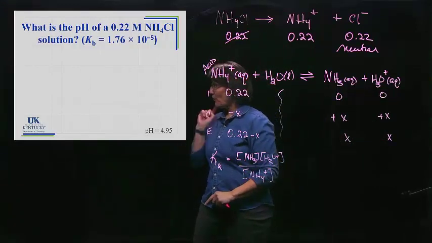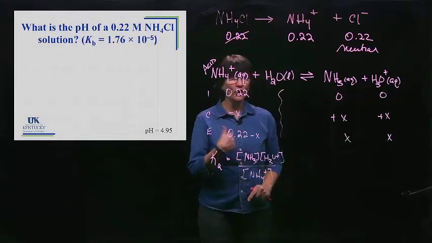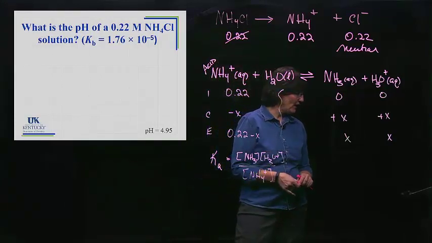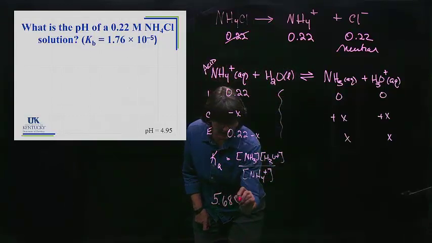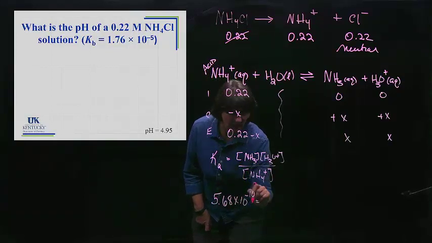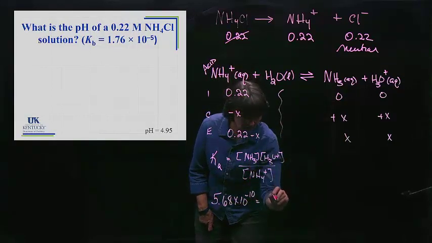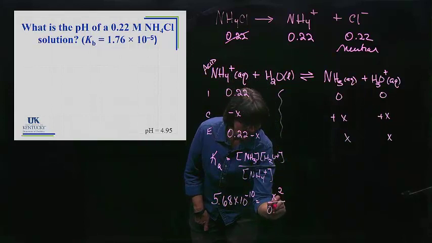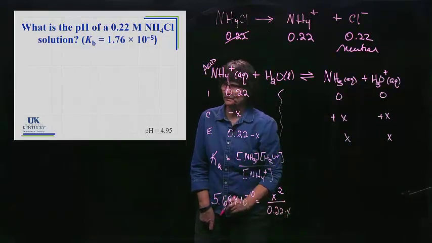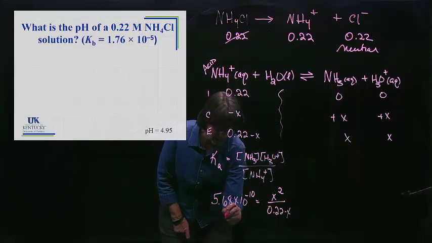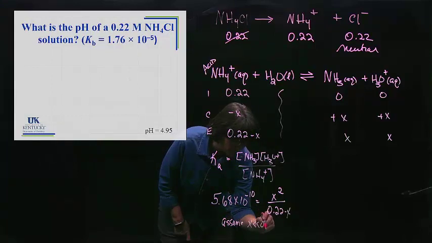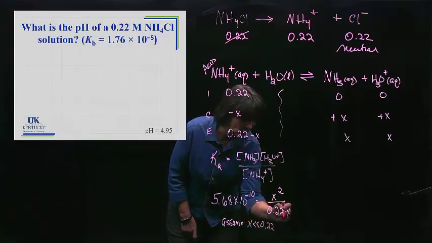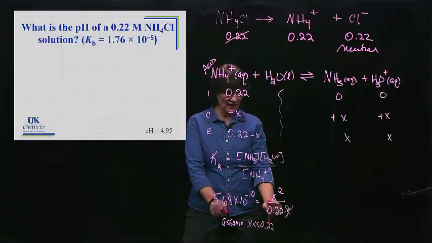Ka. In the problem was given Kb. What did we determine in the previous slide was the value of Ka? It was 5.68 times 10 to the minus 10. Okay? And that's going to be X times X divided by 0.22 minus X. Very small K. Assume that X is very, very small. And when you do that, you can ignore the X. Okay, so we take it out of the picture.